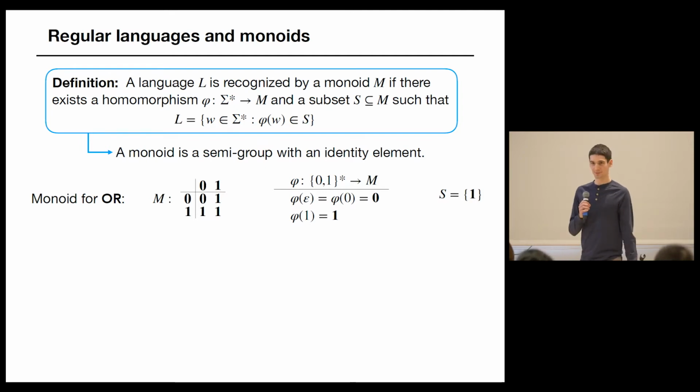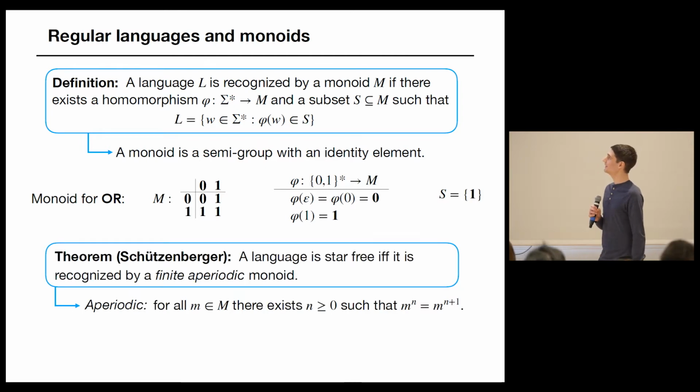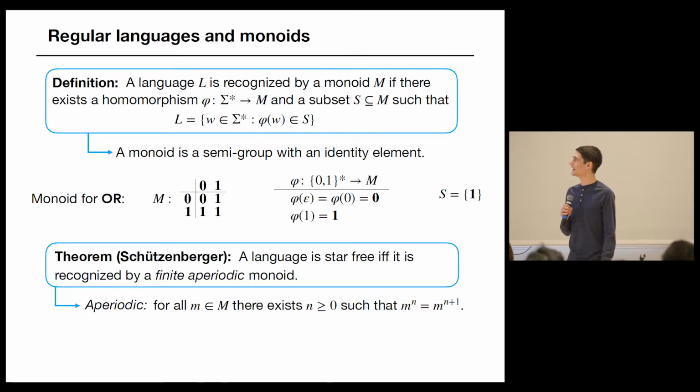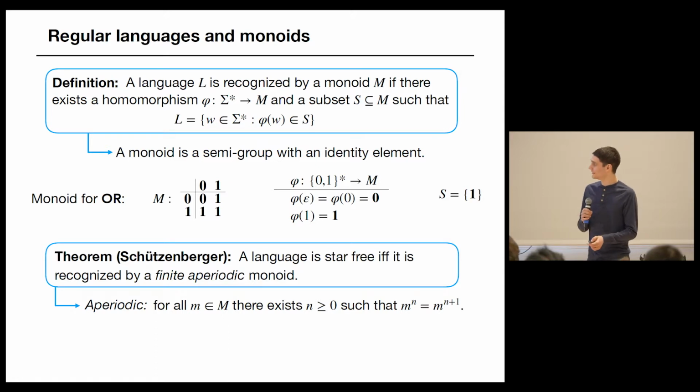And then the beautiful theorem by Schützenberger is that a language is star-free if and only if it is recognized by a finite aperiodic monoid. Okay, so this should not at all be obvious. Aperiodic means that for all elements m in your monoid, there's some n such that m to the n is equal to m to the n plus 1. That's not important for us.